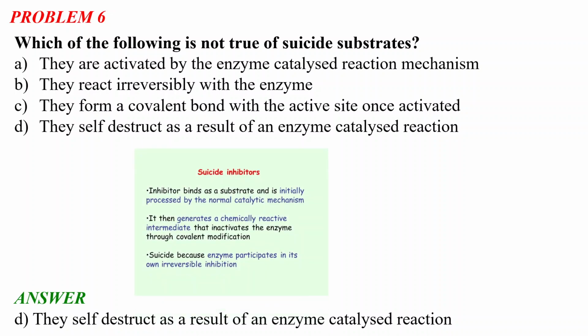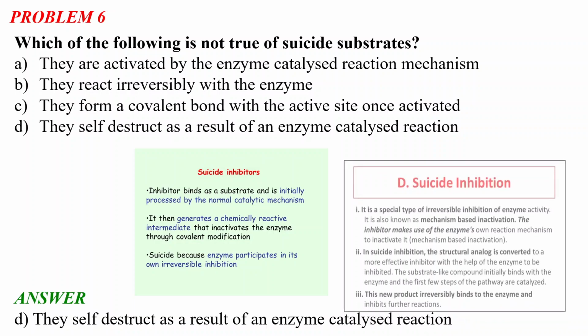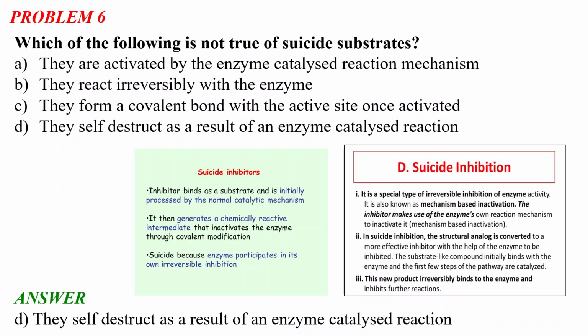Now, let us look at what a suicide inhibitor is and what suicide inhibition is. So, the inhibitor binds as a substrate and is initially processed by the normal catalytic mechanism. Okay. It then generates a chemically reactive intermediate which inactivates the enzyme through covalent modification, and it is called suicide because the enzyme participates in its own irreversible inhibition.